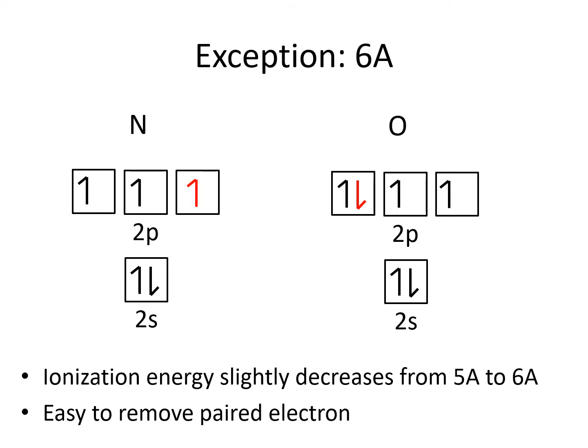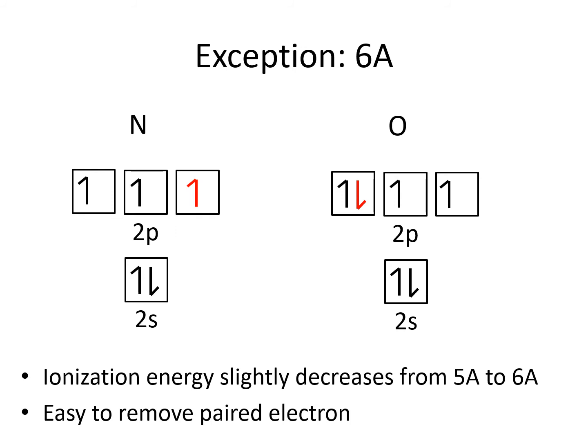The other exception is going from 5A to 6A. This time the outermost electrons are both in p orbitals, so that can't be the reason for the dip. Instead, it has to do with pairing energy. All else being equal, electrons would rather not be paired.